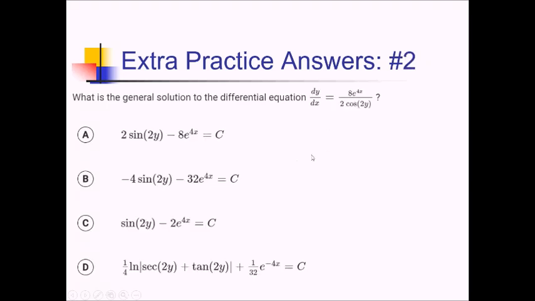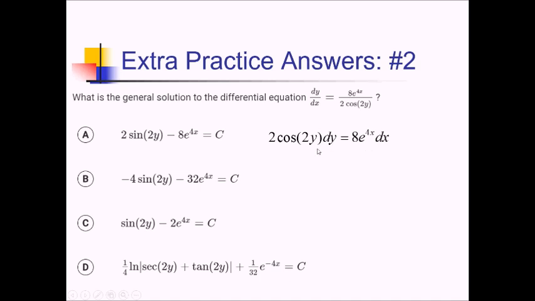For this multiple choice question, we want the general solution to the differential equation here. So because I have a y in the differential equation, I have to separate my variables first. Let me start by multiplying both sides by 2 cosine of 2y. That'll give me 2 cosine 2y dy on the left side. And then I'll multiply the dx to be over with the 8e to the 4x.